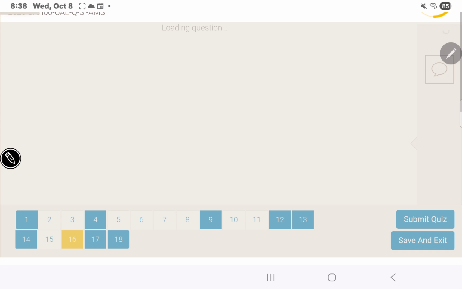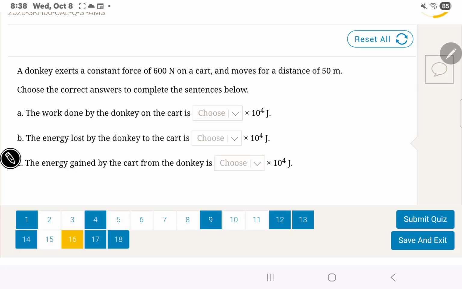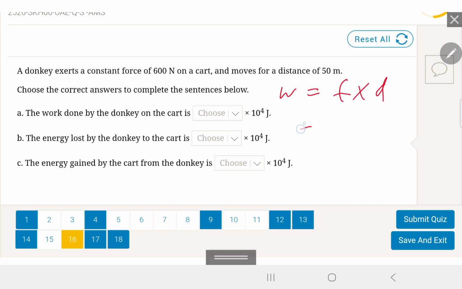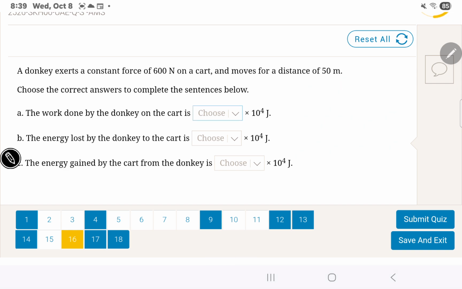Number 16. A donkey exerts a constant force of 600 newtons on a cart and moves for a distance of 50. Choose the correct answer to complete the sentence below. The work done by the donkey on the cart is... So here you have to do work equals force times distance. The force is 600 newtons and the distance is 50. When you multiply, you get 30,000. This is 3 times 10 to the power of 4. So here you have to choose 3 times 10 to the power of 4 joules.